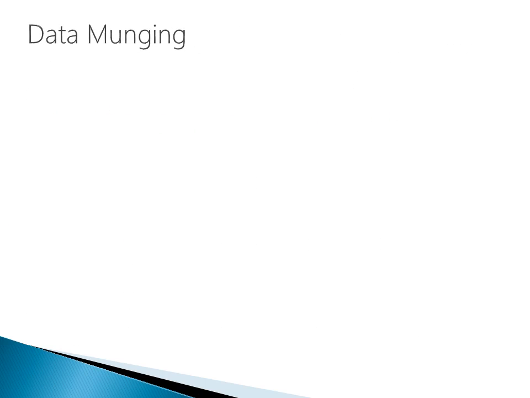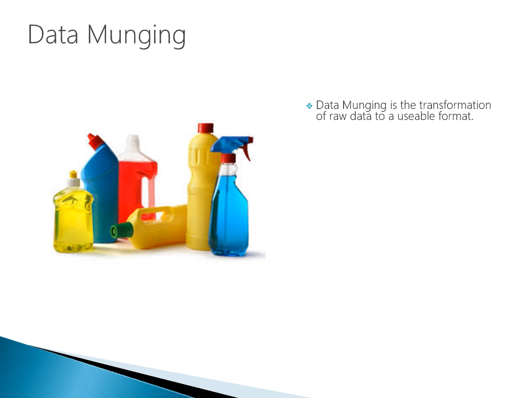There is a concept in working with data called data munging. And data munging is the transformation of raw data to a usable format. I use the analogy that it's like a cleaning process. Okay. Many data sets that we receive are not readily available for analysis.